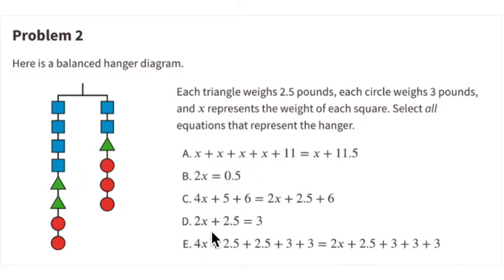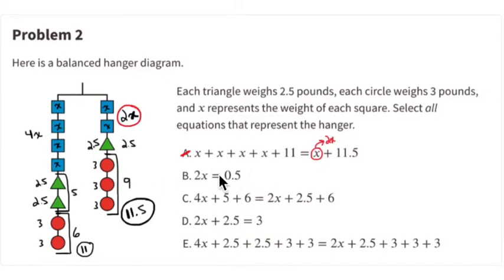So here are 5 different equations. Which one represents this situation? Well, the first one says that there are 4 x's on the left side, so there's 4x plus 11. The 2.5 and 2.5 is 5, so the triangles weigh 5. The circles weigh 6 pounds. And 6 plus 5 is equal to 11 pounds. And that's added to the 4x. So the left side is okay.